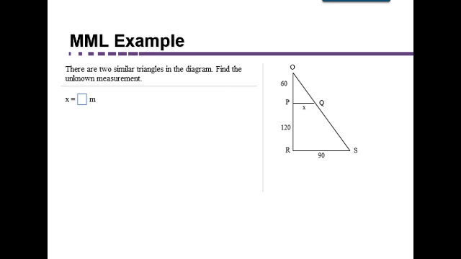Alright, so here we have a MyMathLab example where it says there are two similar triangles in the diagram. So in this case, they're telling you you're using similar triangles. That's a clue. Find the unknown measurement.